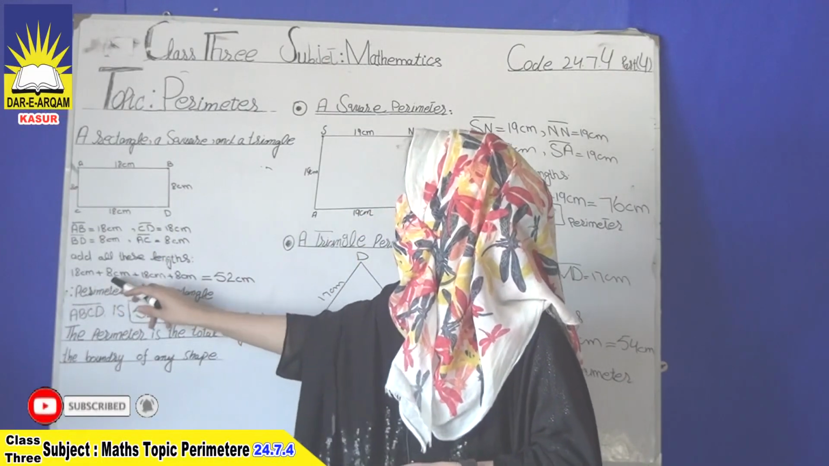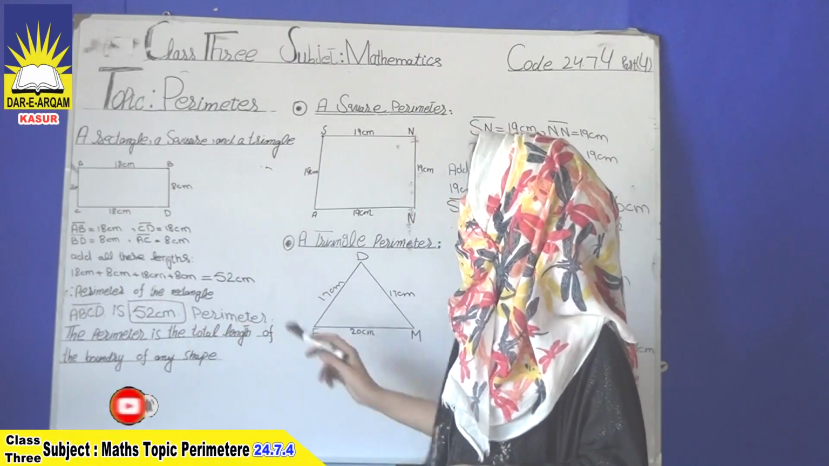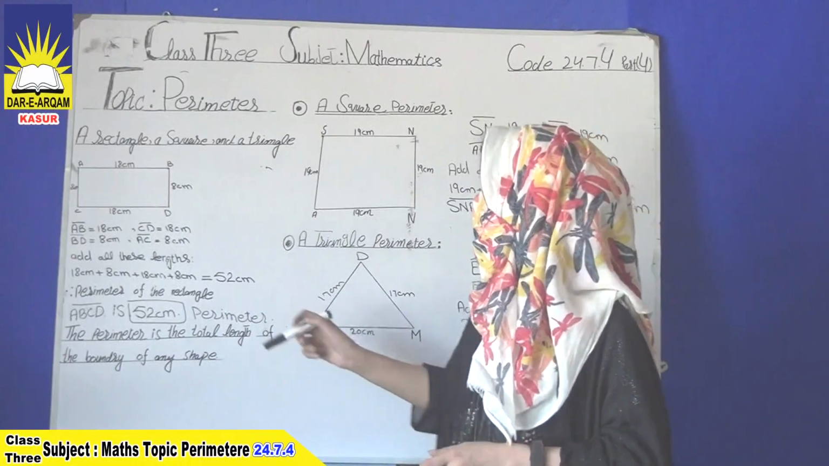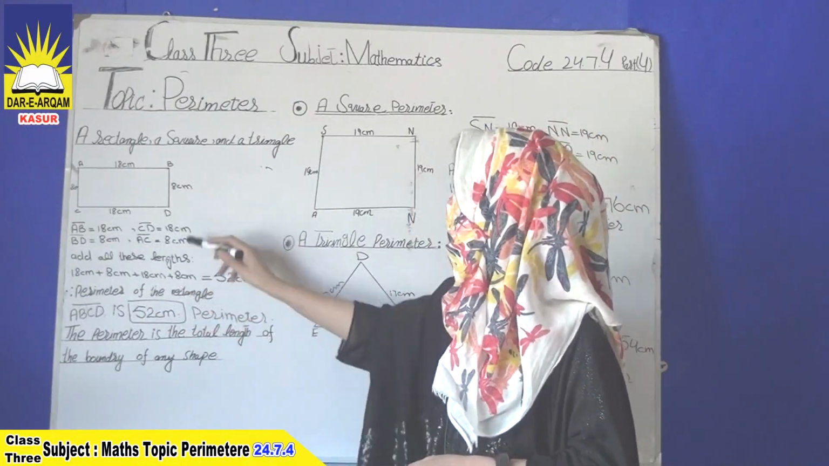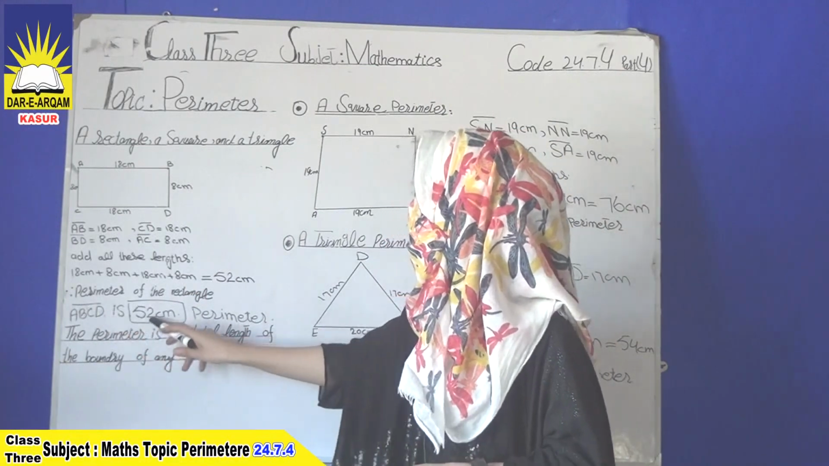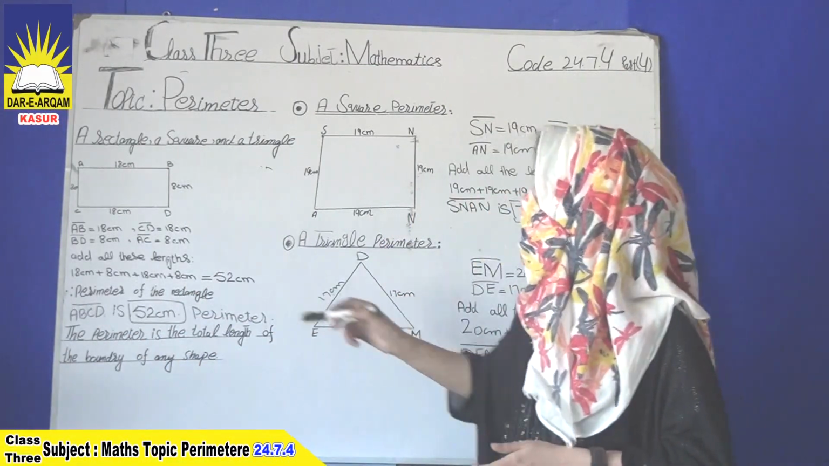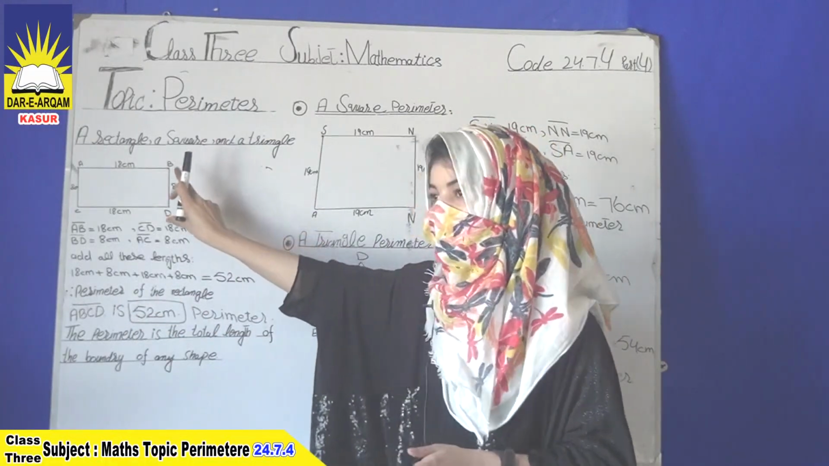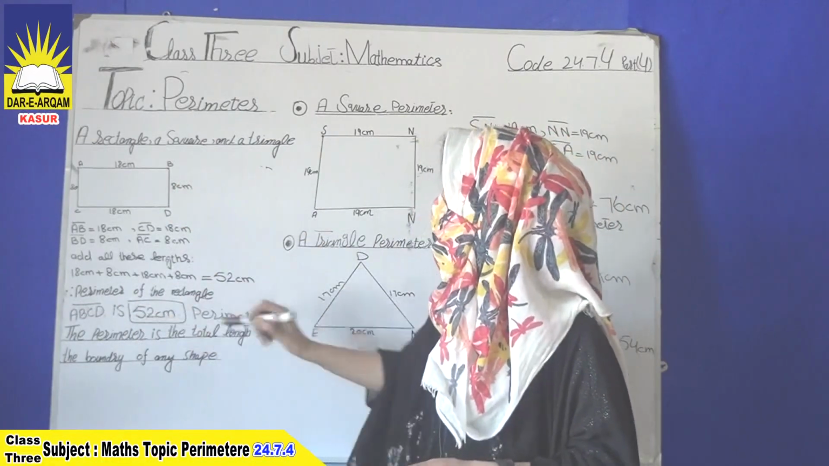18 centimeters plus 8 centimeters plus 18 centimeters plus 8 centimeters equals 52 centimeters. So the perimeter of this rectangle ABCD is 52 centimeters.